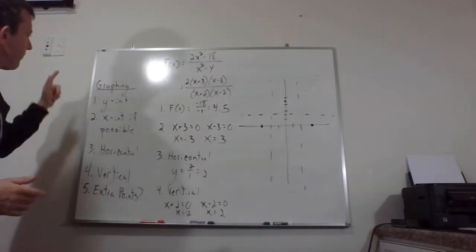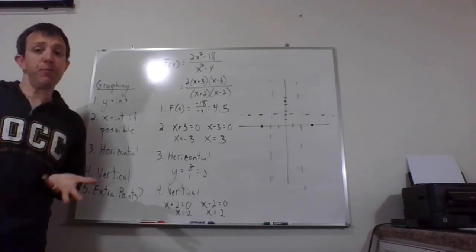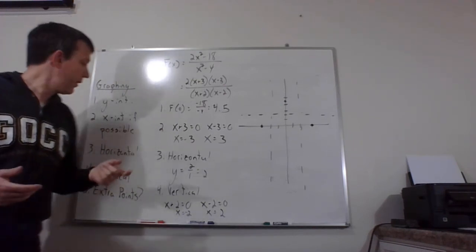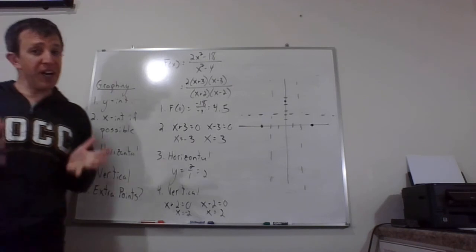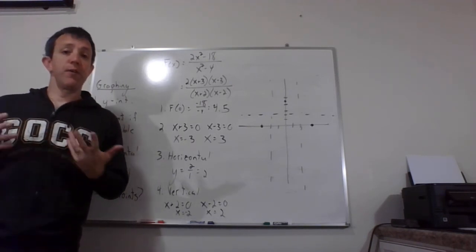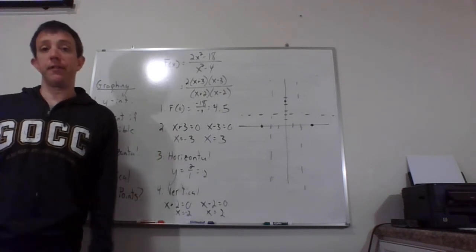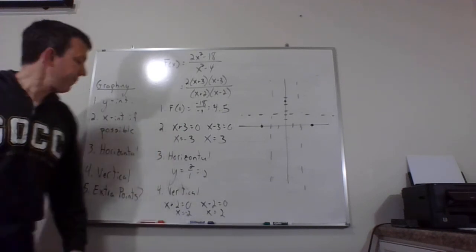And then hopefully we'll have time to do some more examples. All right, so for graphing, we need a y-intercept. Remember, to find a y-intercept, you plug in 0 for x. We need the x-intercepts, if possible. They don't always exist for these functions. So if you get into it and you're like, I don't see any x-intercepts, then okay, there aren't any. You get to skip that.